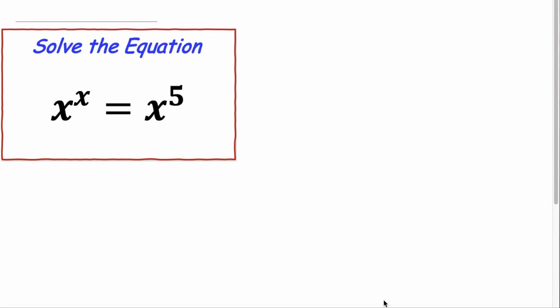Equation: x to the power x is equal to x to the power 5. So before I go any further, let me make some restriction. Let x be an element of the integers. And let me write this equation: x to the power x is equal to x to the power 5.